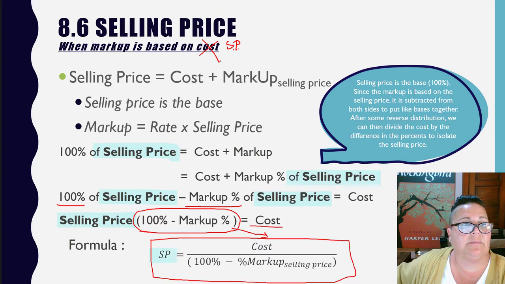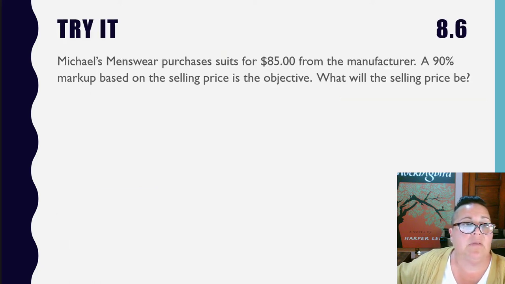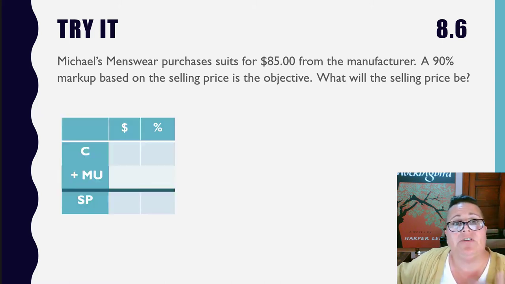All right. How do we use this? Well, we can, again, with a slightly different problem. We've got Michael's Menswear purchasing suits for $85 from a manufacturer. They use a 90% markup based on selling price. That's their objective. That is, that's what they're going for. What should their selling price be? And again, if you like the table or the chart, you can use it. The cost plus the markup has to equal the selling price. Since this is a markup based on selling price, we need to make sure to put a 100 in the percent of the selling price, because the selling price is our base. It gets to be the 100%.